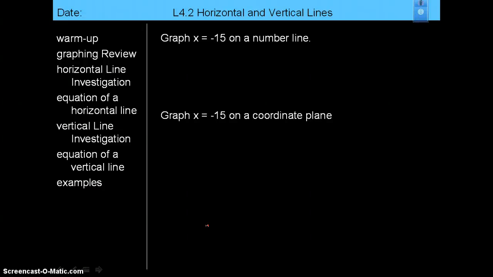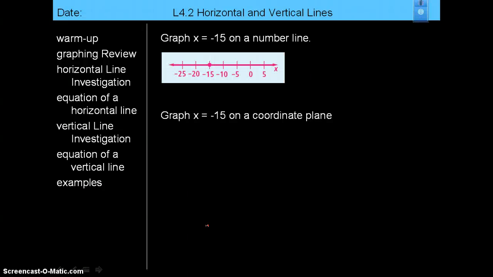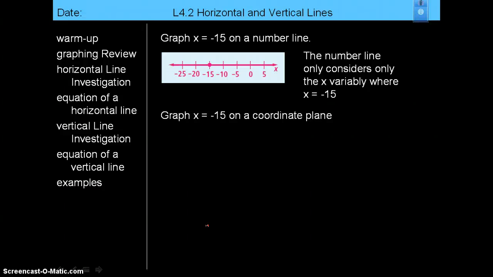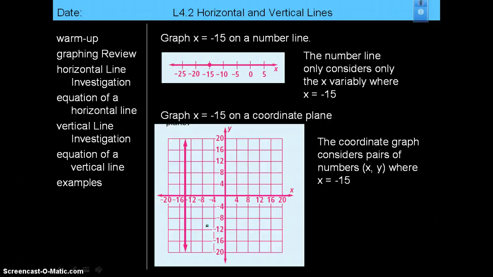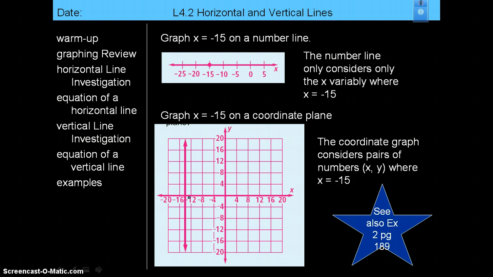Another example, I'm going to ask you to graph x equals negative 15 first on a number line and then on the coordinate plane. On a number line, it only considers one variable, in this case the x variable, so we just want to locate the place where x equals negative 15. On a coordinate graph, we need to consider all pairs of numbers, x and y, where x equals negative 15. In this case, the y could be anything as long as our x value stays right here at negative 15. A similar example can be found on page 189 and actually page 190 of your textbook.